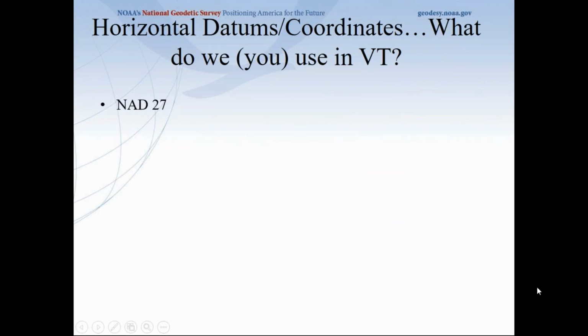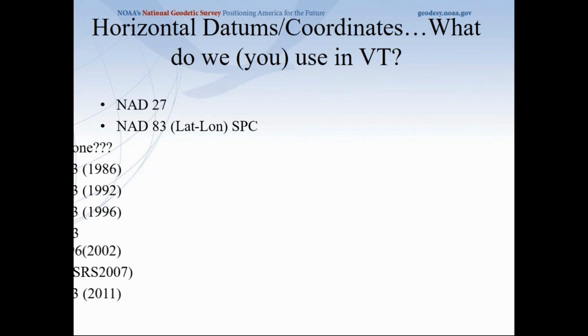So the question is, what do you use? Okay, what do you use in Vermont? Some folks say, well, I use NAD27. Well, occasionally we do. We have a need to ingest older data. Many folks say, well, I use NAD83 by statute. That's what we base our data on, NAD83 Vermont State Plane Meters. And I say that's great.